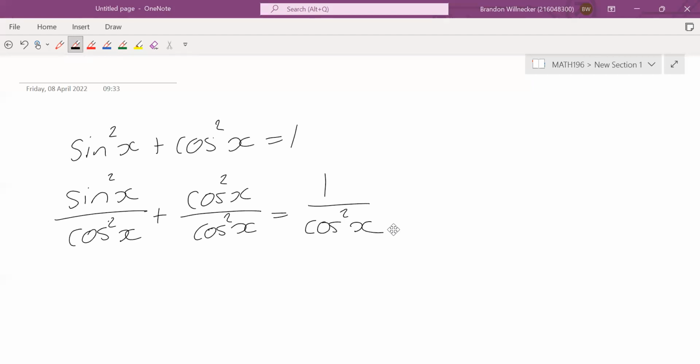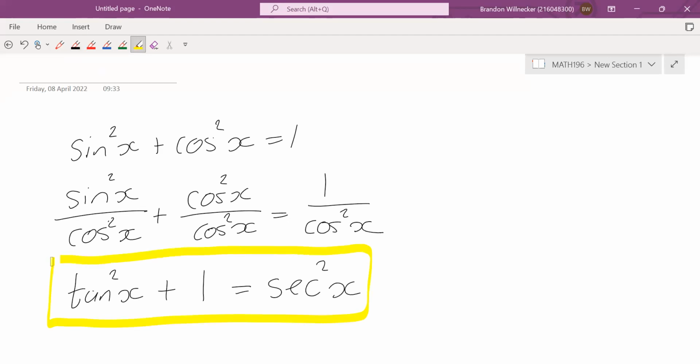Now sine squared over cos squared, that's tan squared. Cos squared over cos squared, that's 1, and 1 over cos squared, that's sec squared x. So this is the identity that we're going to use to go between tan and sec. Remember, we used this first identity, the sine squared plus cos squared equals 1, to change from sine to cos or from cos to sine. We're going to use this one now to change from tan to sec or from sec to tan. So that's the identity taken care of.